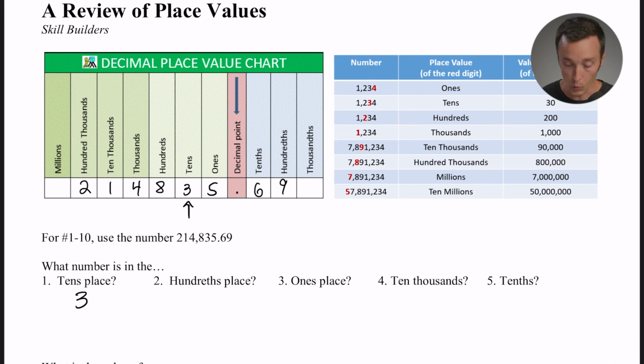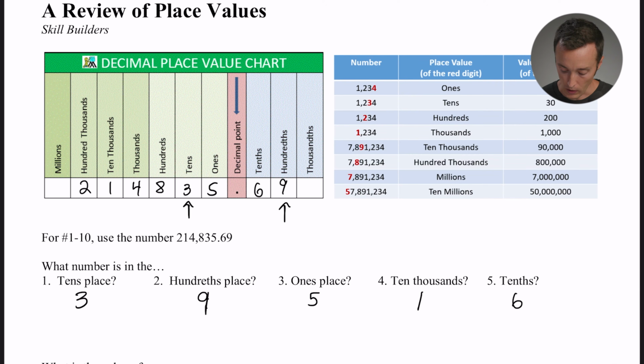Okay, so number 2 says which number is in the hundredths place. Well, that would be this one over here. I noticed it had the THS, so it's one of the decimal numbers, and that would be a 9. Okay, how about in the ones place? Well, that is a 5. And in the 10,000s place, that is a 1. And in the tenths place, that's a 6. Okay, so that's literally just a matter of matching up the number with the position that it's in.